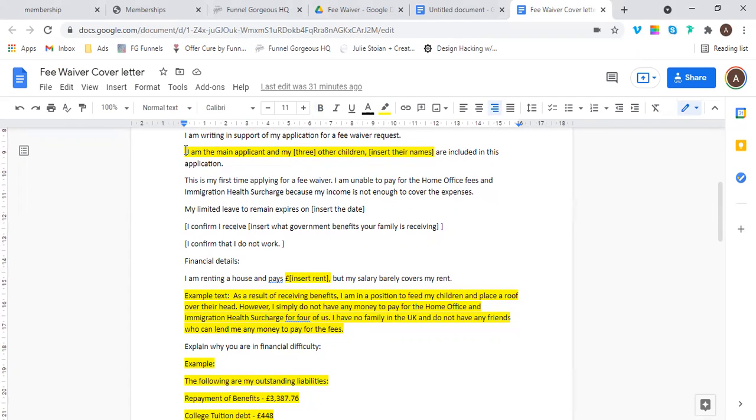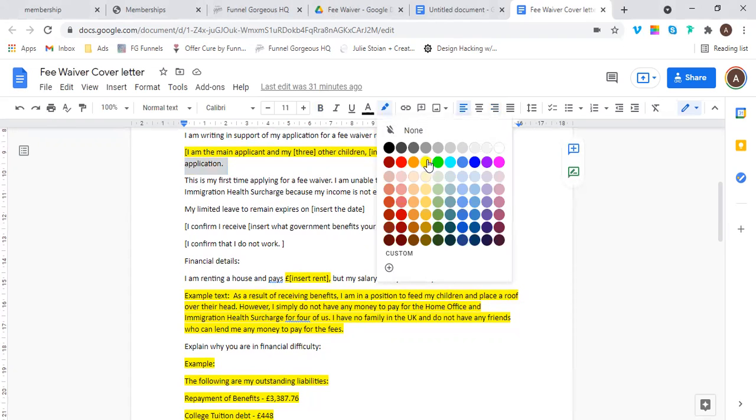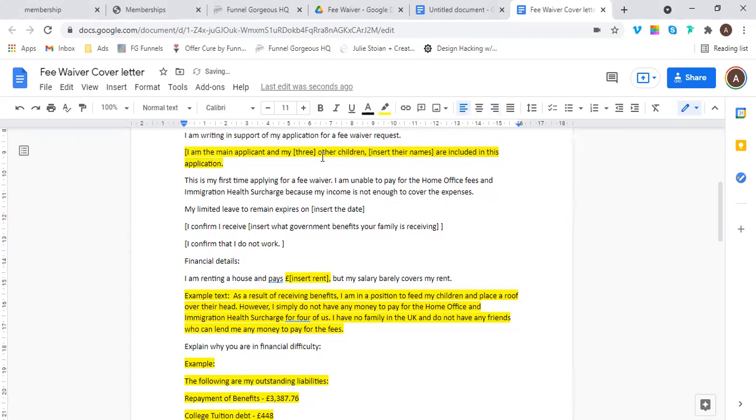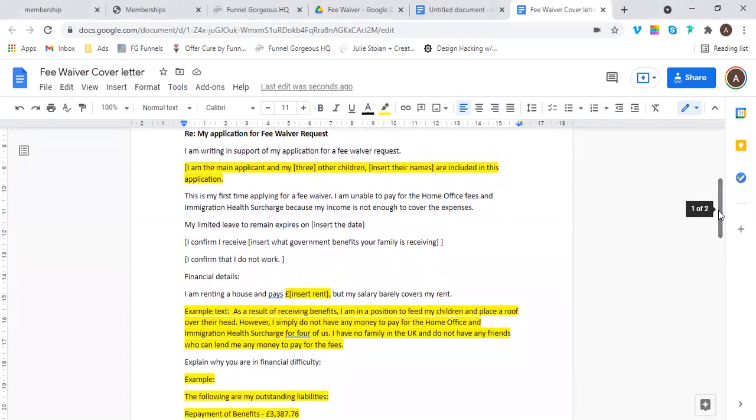And then on the next paragraph, you can introduce yourself. So I am the main applicant, or if you're only applying and you don't have children, you can just say I am the applicant. This one I should also put in yellow, so you can change it to I am the main applicant in this application. Or if you are the only one applying, then you don't even need to include this second paragraph.